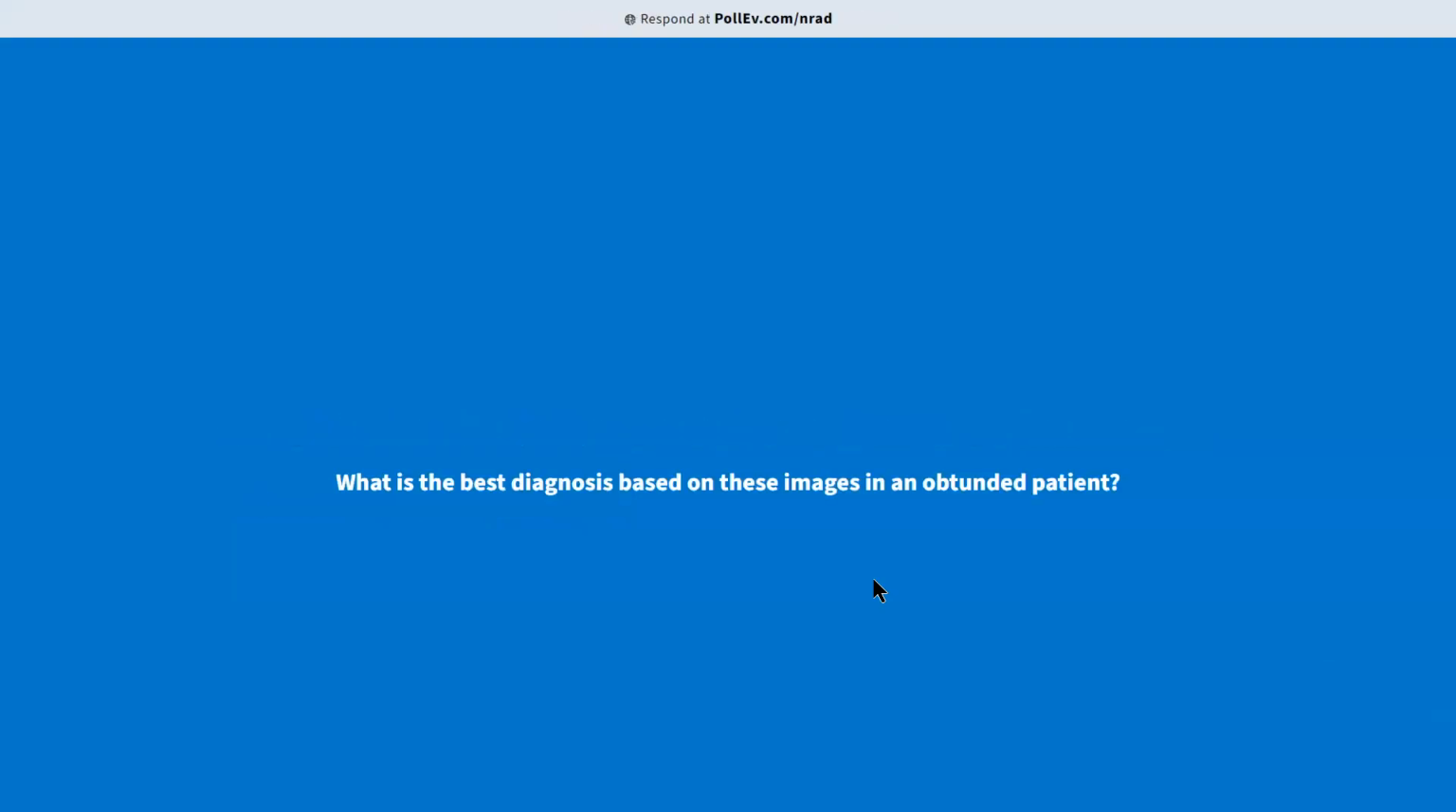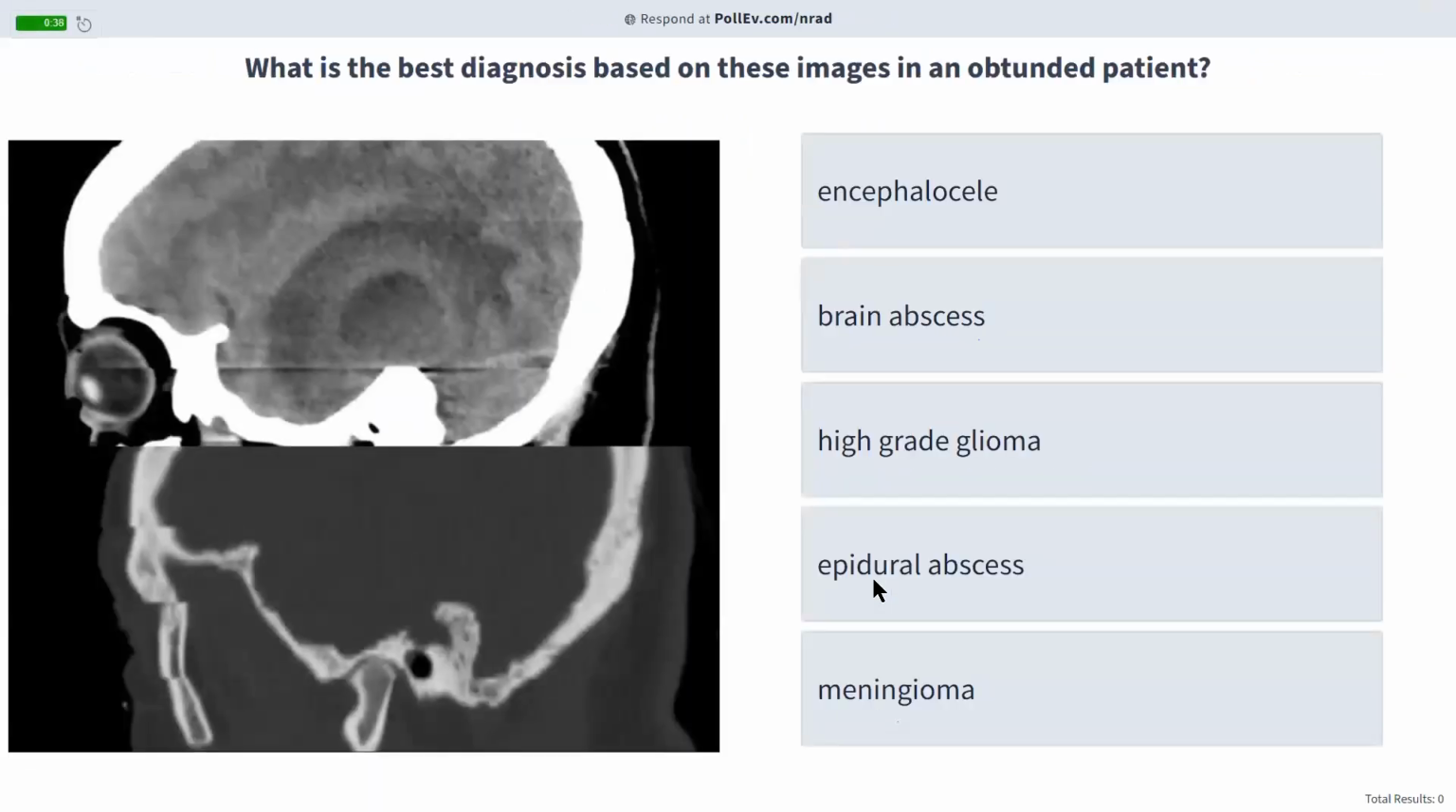What is the best diagnosis based on these images in an obtunded patient? Sagittal non-contrast CT, brain window. Sagittal non-contrast CT, bone window on the bottom.